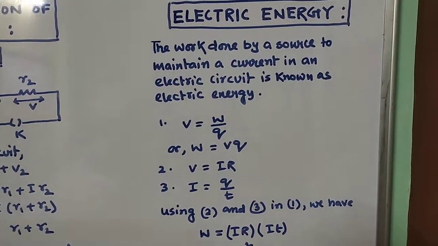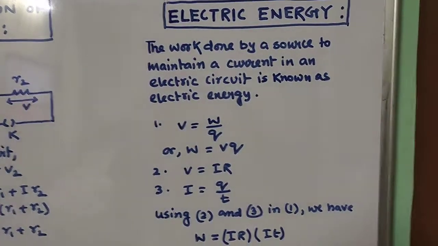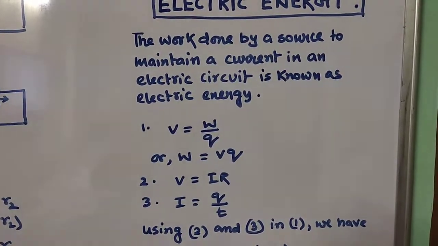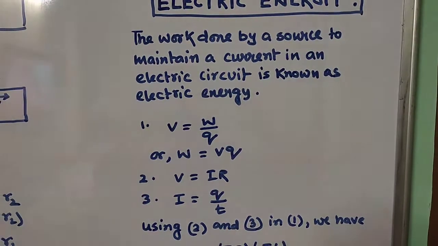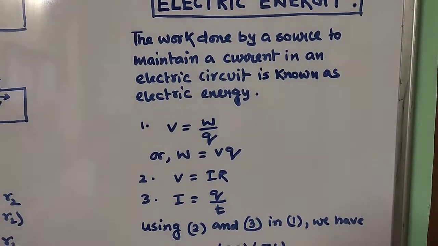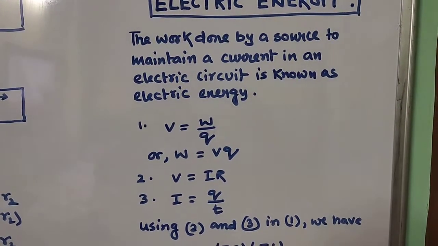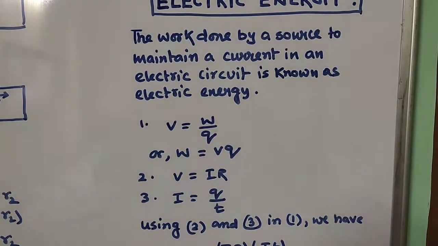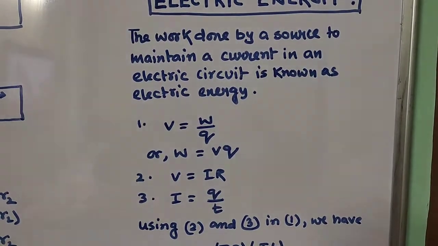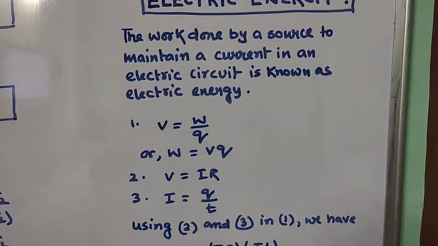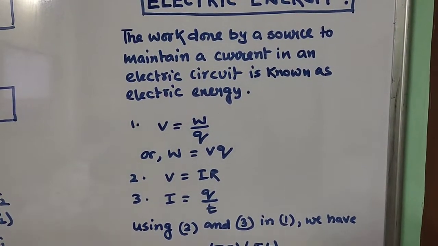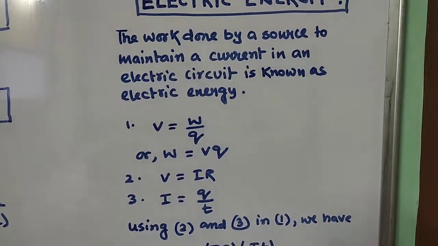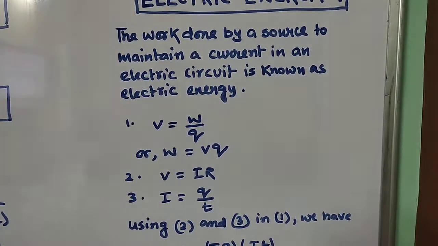Number one, from the definition of potential, V equal to W by Q. Potential is work done per unit charge. So work done comes out to be VQ. Now number two, V equal to IR, it is from Ohm's law. Ohm's law states that potential is proportional to current under constant temperature, that is V equal to IR, and R is the resistance which is constant.